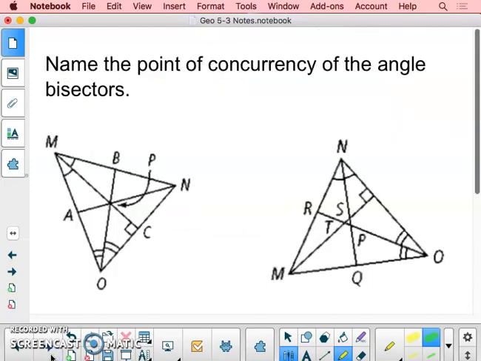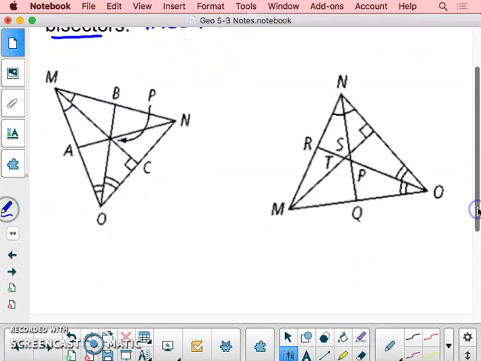You might get a question asking you to name the point of concurrency of the angle bisectors. This is saying name the incenter. That's what we're looking to find right here. The point of concurrency of angle bisectors is where the incenter comes from. So one thing I would have you do on a problem like this is find an angle bisector. You want to look in the corners and look for those little arcs that mean congruent. I would trace that line then.